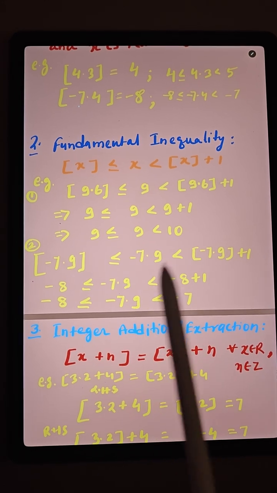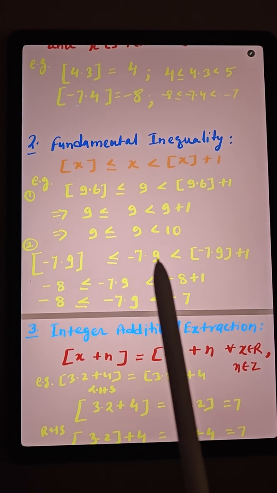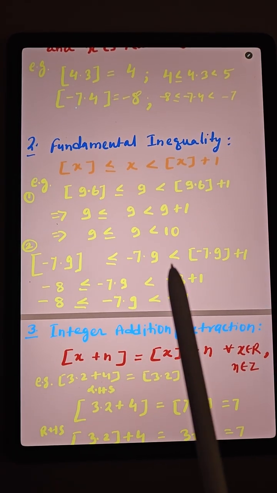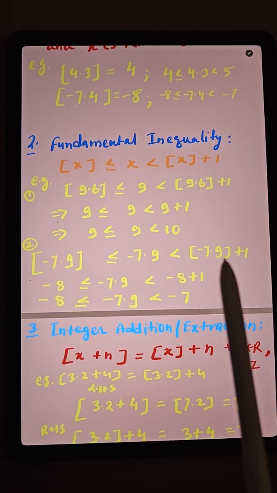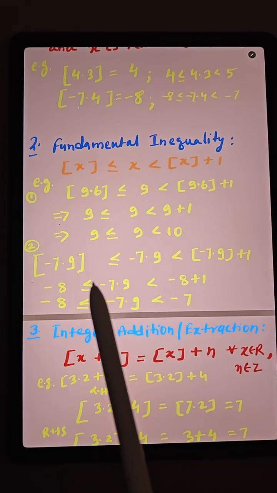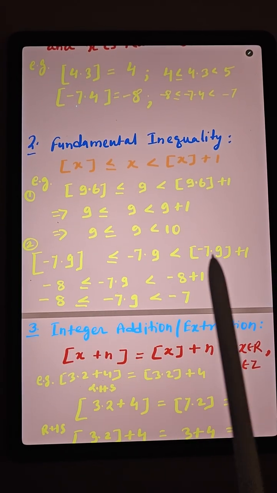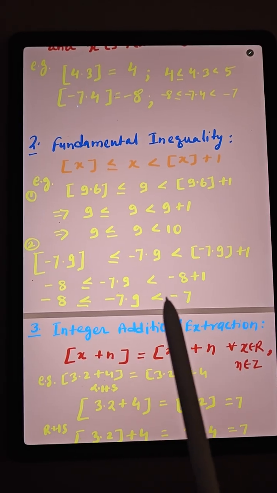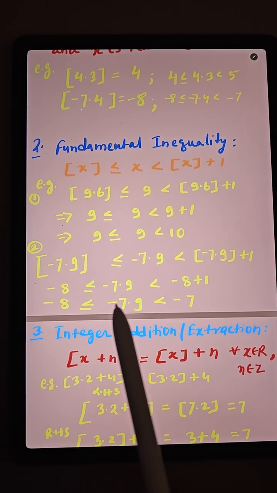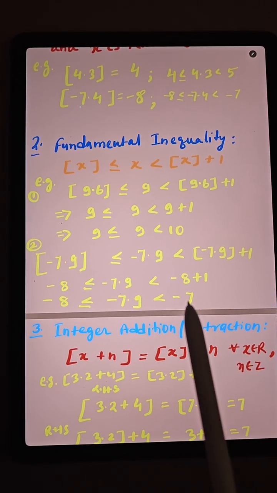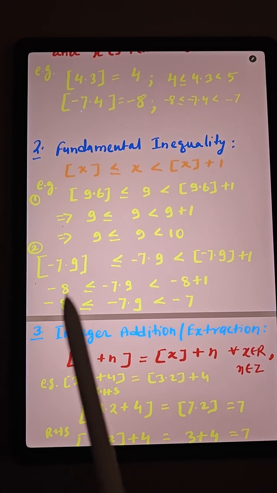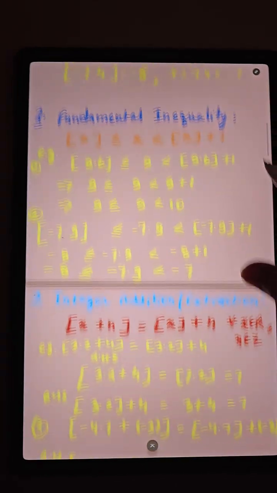One more example with a negative sign. Minus 7.9 is greater or equal to [minus 7.9] and less than [minus 7.9] plus 1. Let us see. Its value is minus 8, which is less than or equal to minus 7.9. And minus 8 plus 1 is minus 7. So you can see that this inequality again holds true: minus 7.9 is less than minus 7 and greater or equal to minus 8. True. So this is the fundamental inequality meaning.